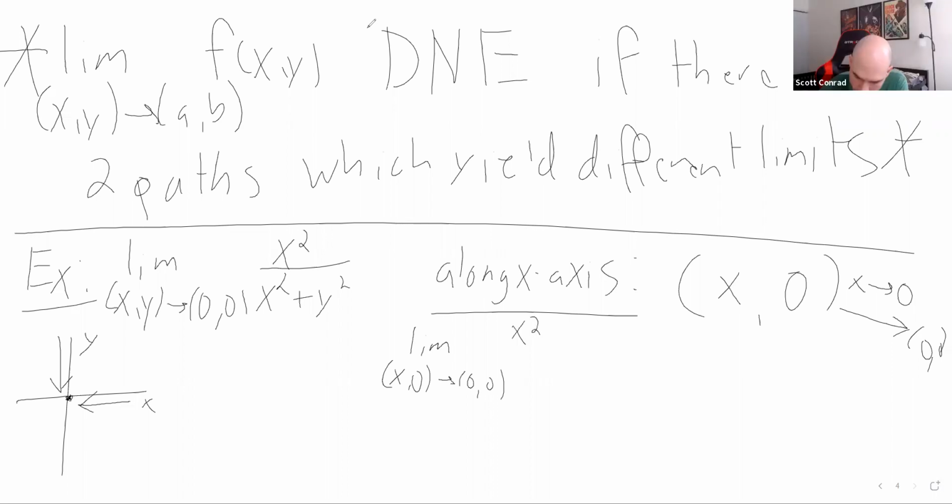So we have x squared over x squared plus 0 squared. Let me write it like this.